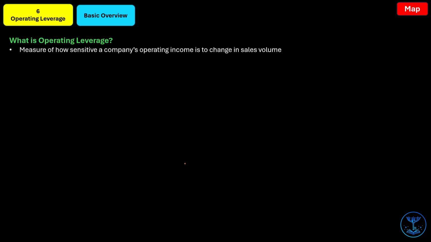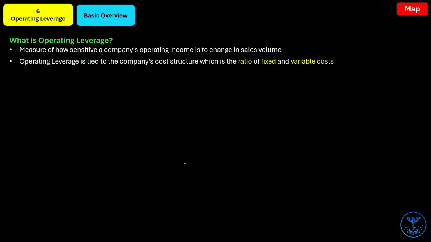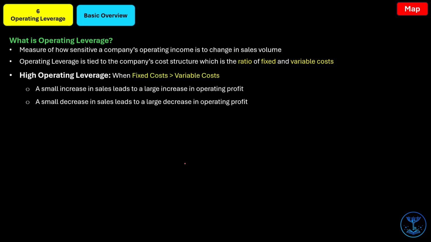The last one, 6, operating leverage. So what is operating leverage? It's a measure of how sensitive a company's operating income is to change in sales volume. Operating leverage is tied to the company's cost structure, which is the ratio of fixed and variable costs. High operating leverage is when fixed cost is greater than variable costs. What this means is a small increase in sales leads to a large increase in operating profit. A small decrease in sales leads to a large decrease, so they follow each other.